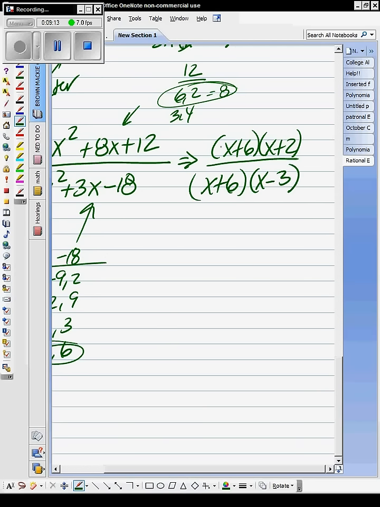Again, whenever you have a top and the bottom of the same factors, you can cancel those out. So x plus 6 cancels out, and here I am standing by myself with x plus 2 over x minus 3.